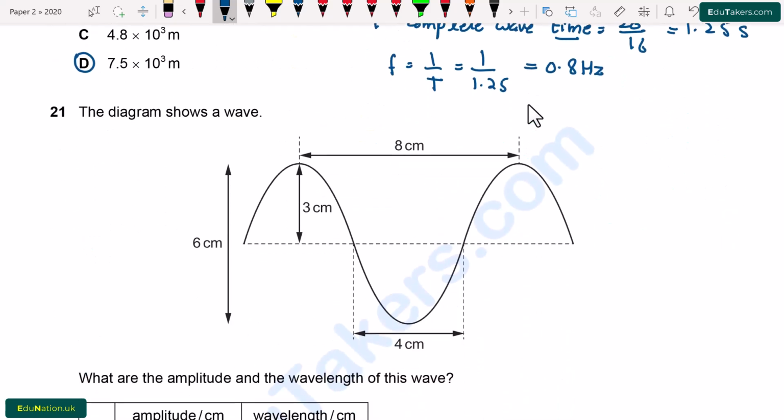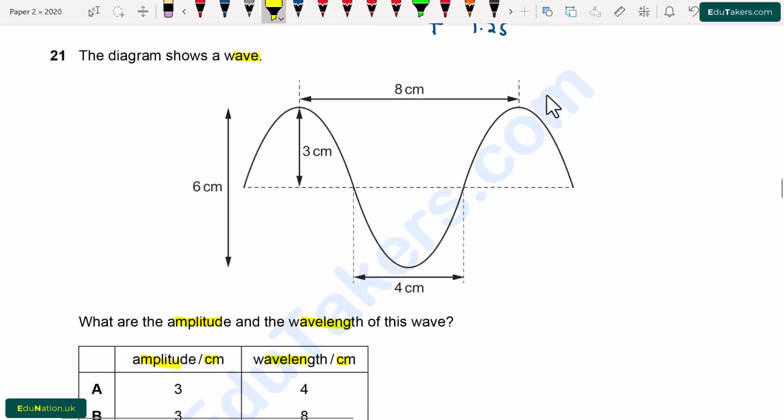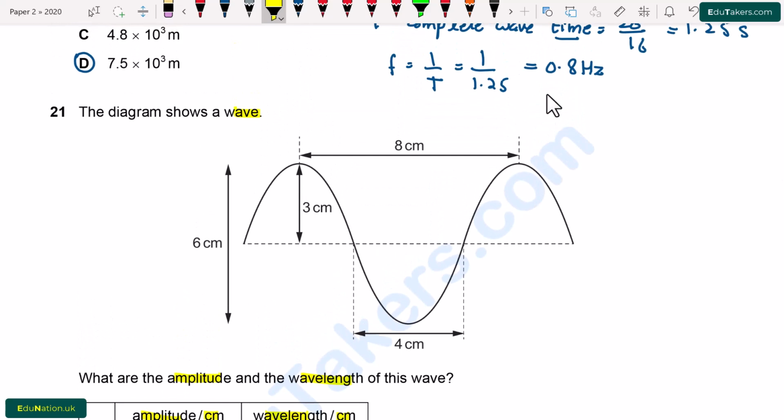Question number 21. The diagram shows a wave. What are the amplitude and the wavelength of this wave? So here we have to find out the amplitude and wavelength. Amplitude is given in centimeter and wavelength is also given in centimeter. So first of all, we see this figure. Amplitude is the maximum distance of a body from its mean line. This dotted line is actually the mean line or mean position. So the maximum distance of a vibrating body from its mean position is basically amplitude.